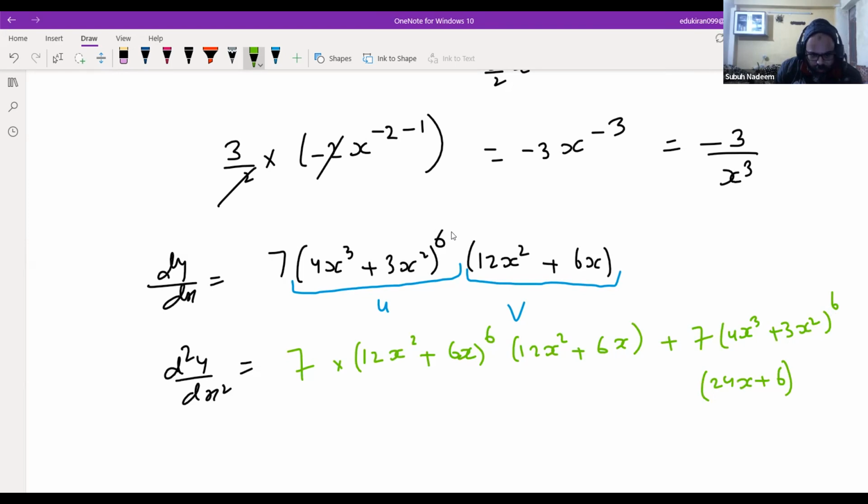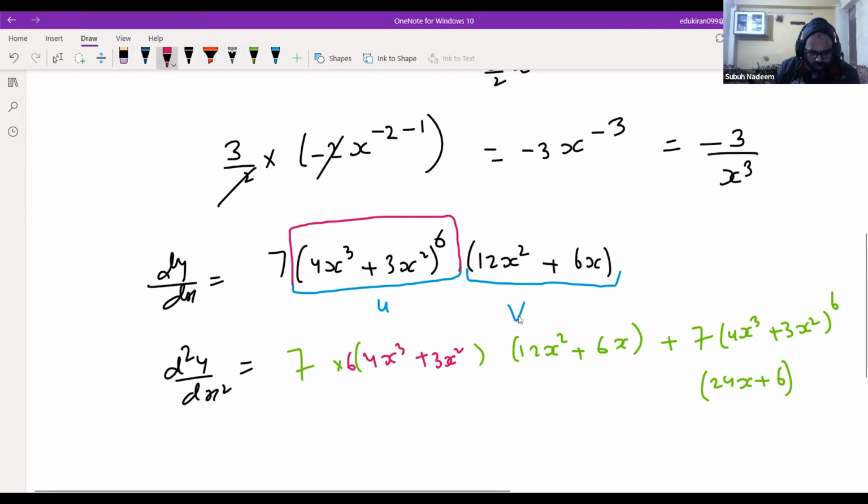But for the first part, when you have differentiated u, you have not actually differentiated u. You have differentiated inside it. But ideally, when you want to differentiate this u, what will happen? It will be 6 into 4x cubed plus 3x squared to the power 6 minus 1.